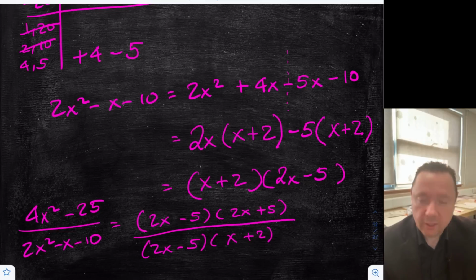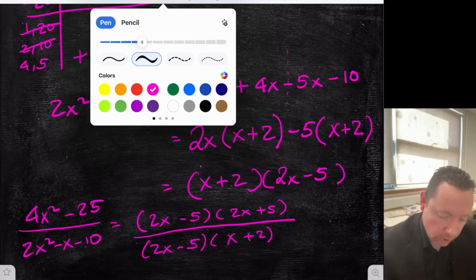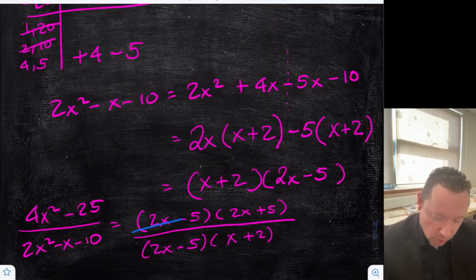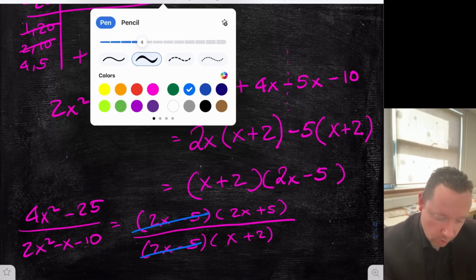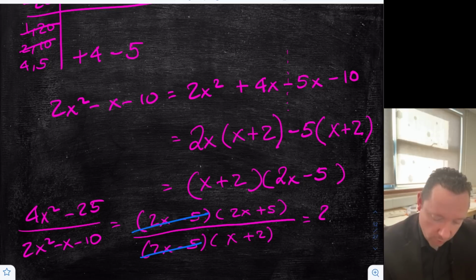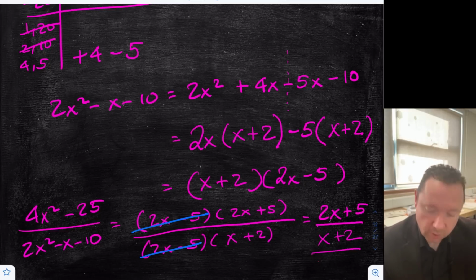Doesn't matter the order we write your brackets. Now, you should be able to see that you've got the same bracket top and bottom, so they cancel each other out. These don't cancel because they're not the same. So our final answer is simply 2x plus 5 on the top and x plus 2 on the bottom, and we're done there.